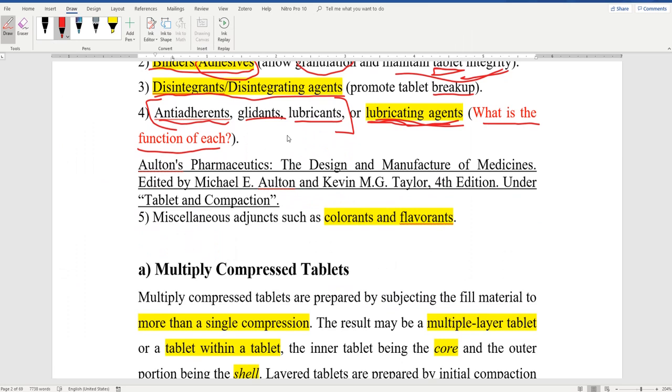Now to go back, in addition to this material, we have also optional materials such as colorants. Not every tablet needs to be colored, and flavorants. Not every tablet needs to be flavored. Usually flavored and sweetened tablets are supposed to be administered in the oral cavity, for example lozenges and chewable tablets. They need to be chewed or sucked inside the oral cavity. That's why you will need sweetening and flavoring agents.